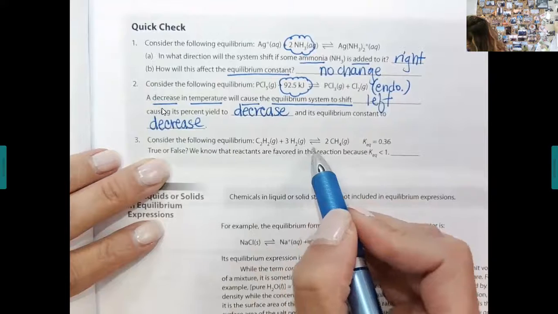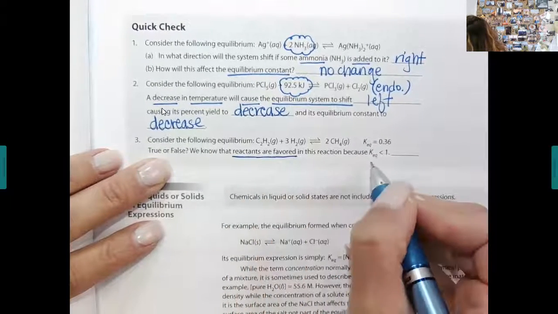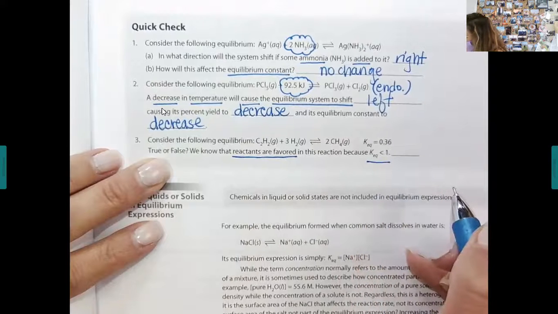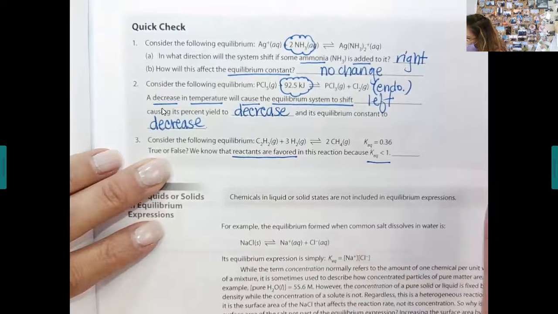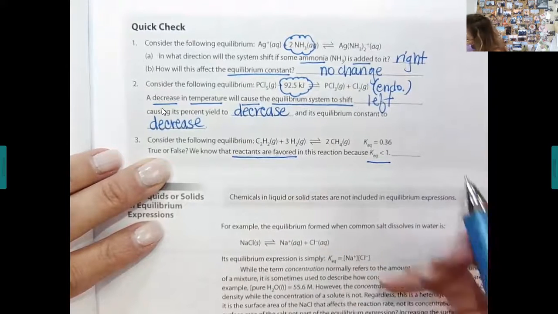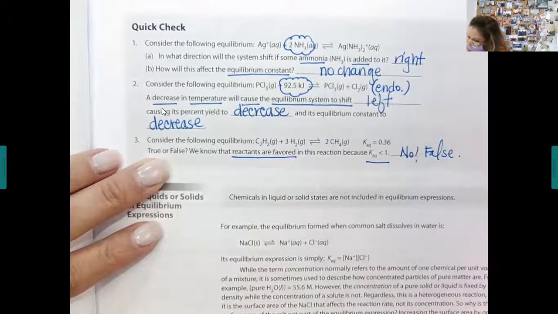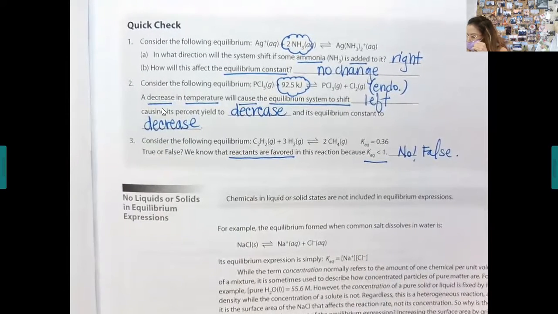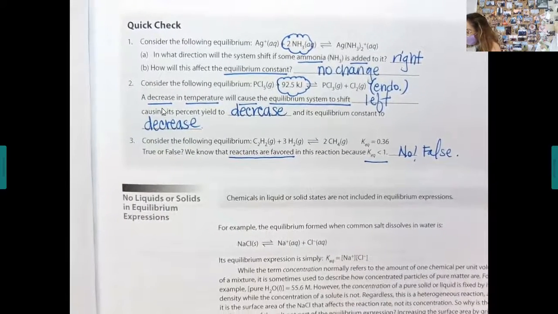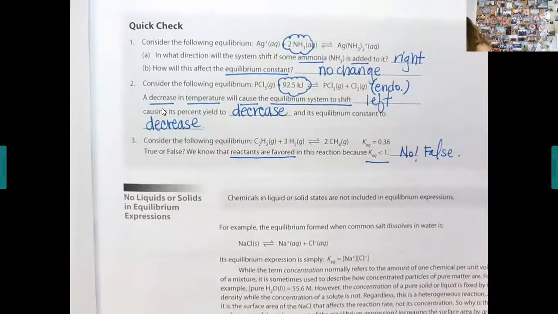All right, true or false? So we're going to look at this equilibrium here. We know that reactants are favored in this reaction because the KEQ is less than 1. Can you adequately infer that simply from the value of the equilibrium constant? Look at number 1 on the previous page. It says no, so this is false. We can't, because the equilibrium's position depends upon whatever the initial concentration of reactants were and the equilibrium constant value.